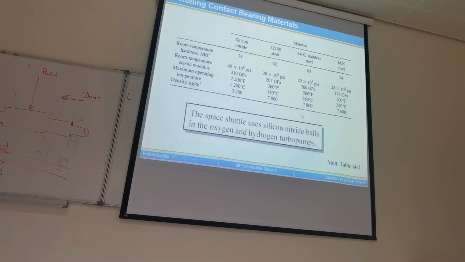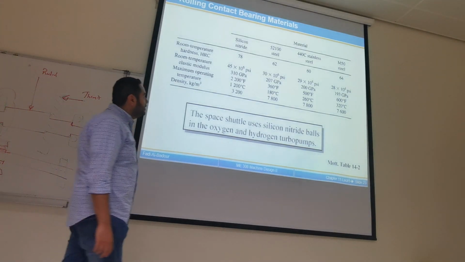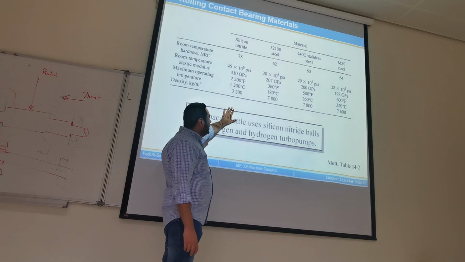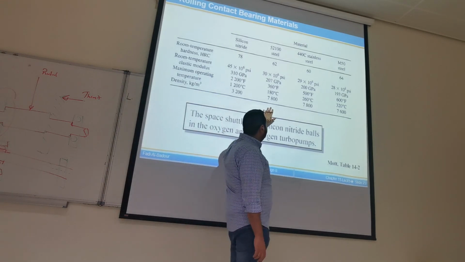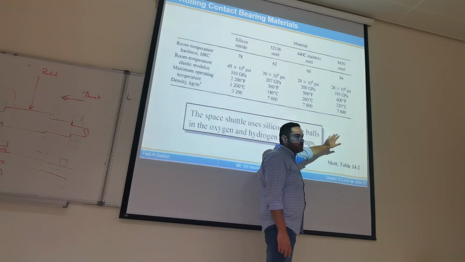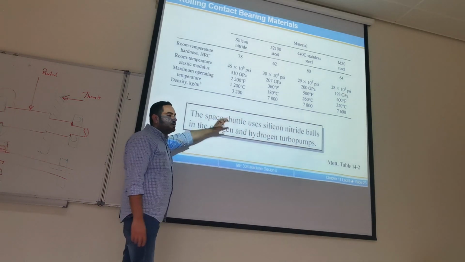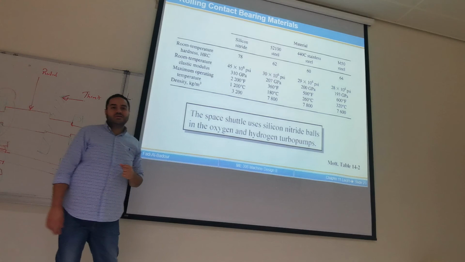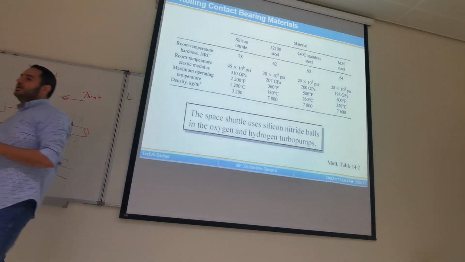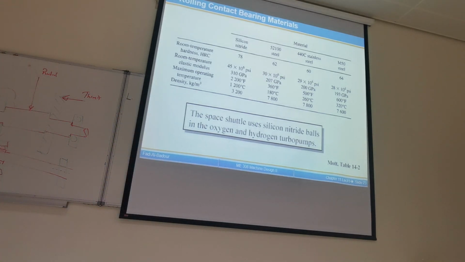There are different types of bearing materials. This is just a small table showing 4 different types of materials. General bearings are usually made out of steel or stainless steel, depending on the application. But some bearings are made out of ceramics. When the temperature is very high, we usually utilize these ceramics.